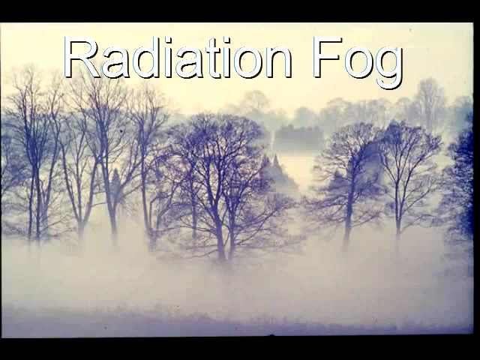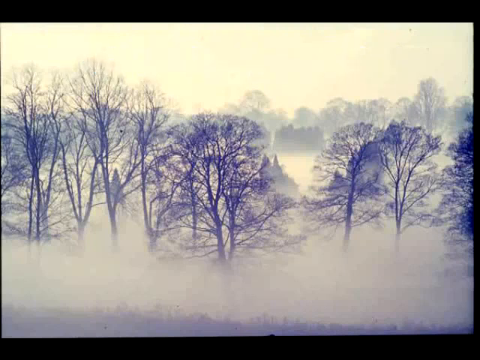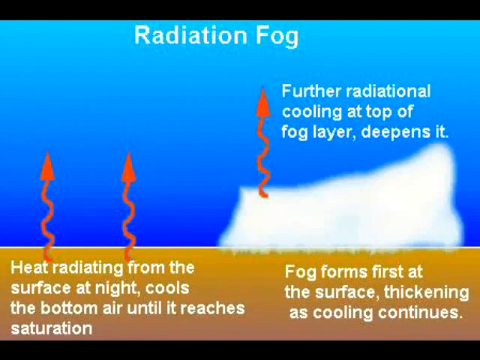Radiation fog occurs when near-surface air chills to saturation, typically through terrestrial radiation loss on clear, cool nights. After sunrise, the fog evaporates due to surface heating. This illustration shows how radiation fog is formed.